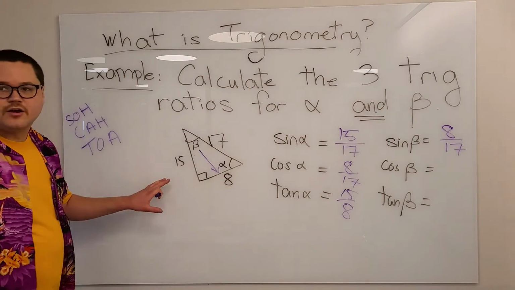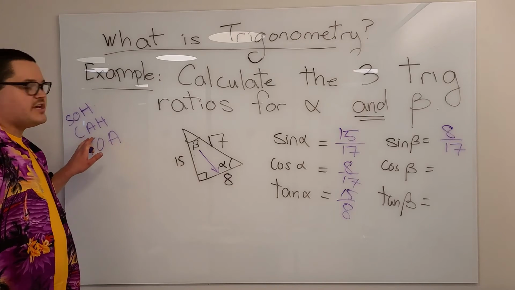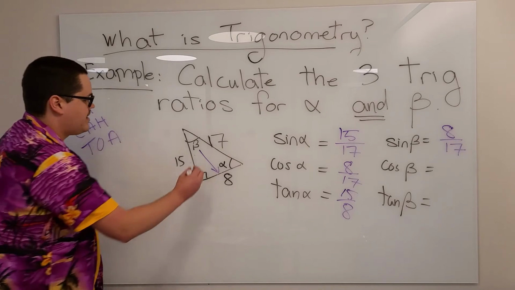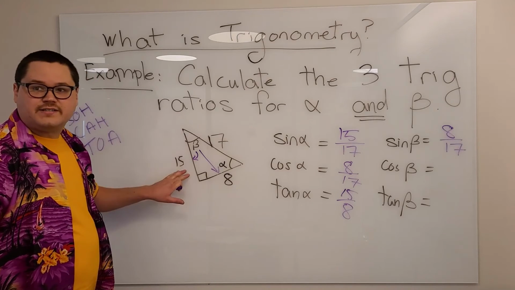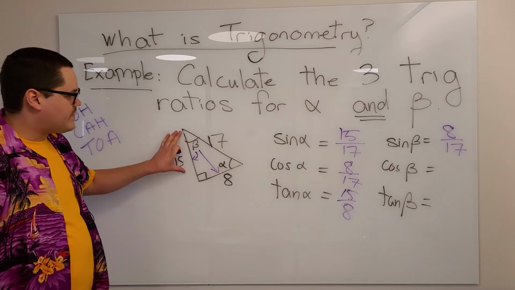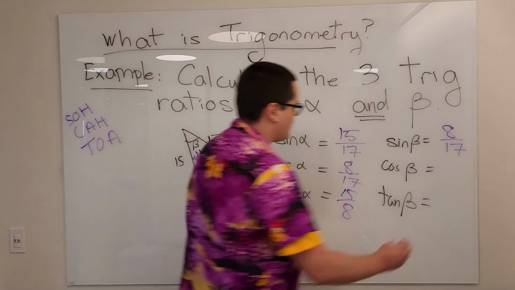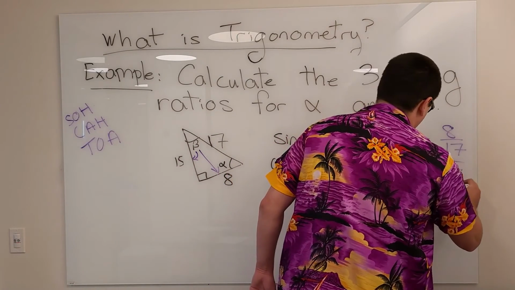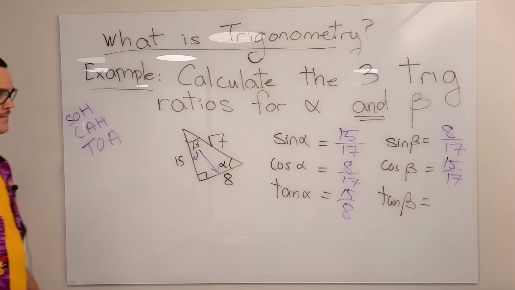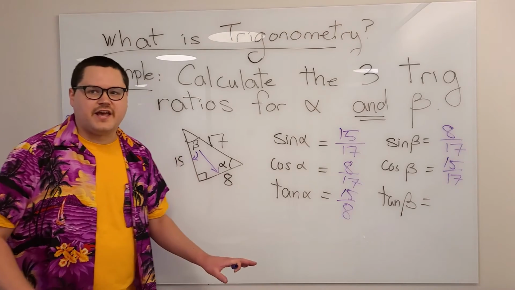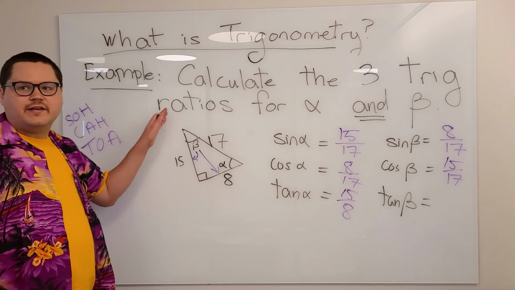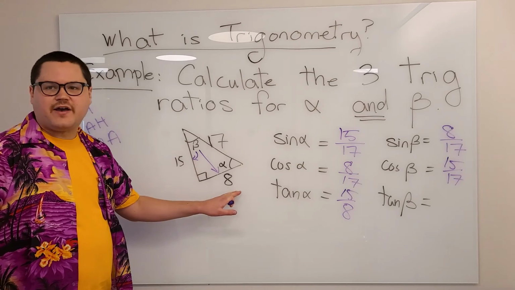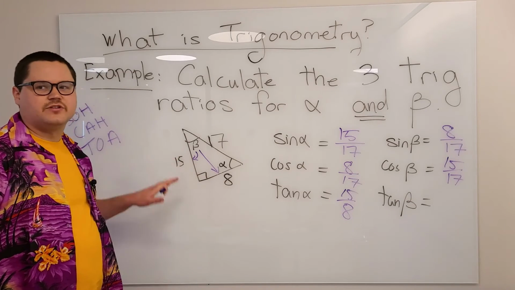Okay, cosine beta, adjacent over hypotenuse. Adjacent next to angle beta is side 15. So 15 over 17. And finally, tangent of beta. So tangent of beta, TOA, is the opposite of beta, which is now 8, over the adjacent, which is 15.